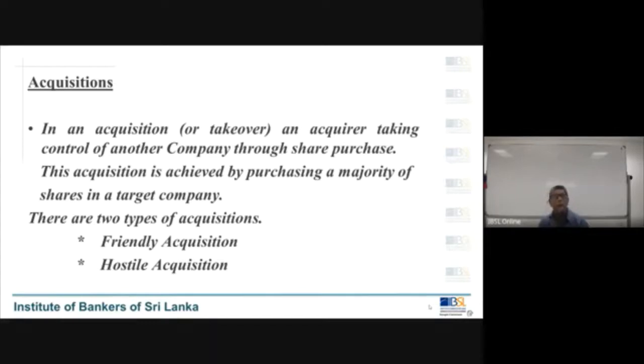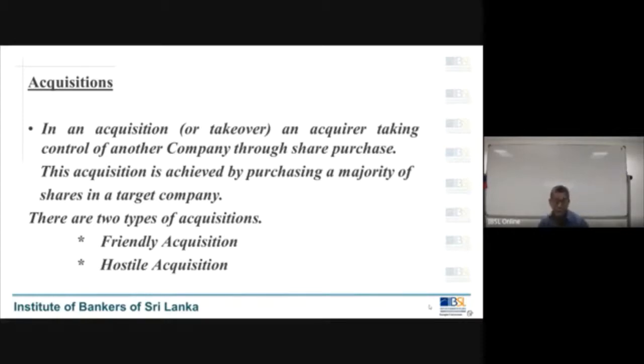Then there are two types of acquisition: a friendly acquisition and a hostile acquisition. Now, what do you mean by a friendly acquisition and a hostile acquisition? Right? Now, I will tell you a classic example.